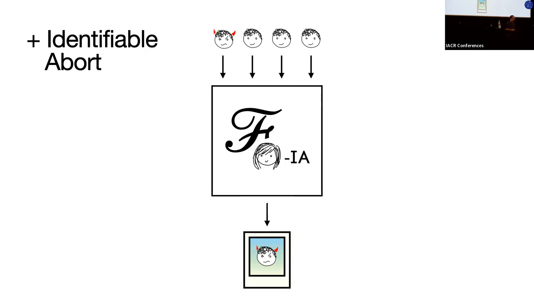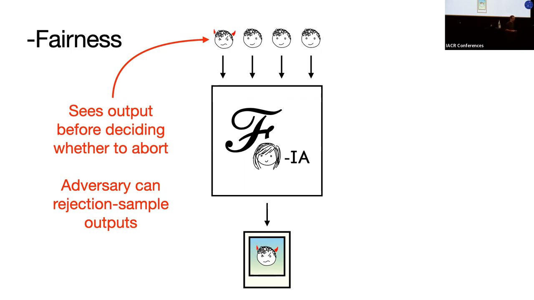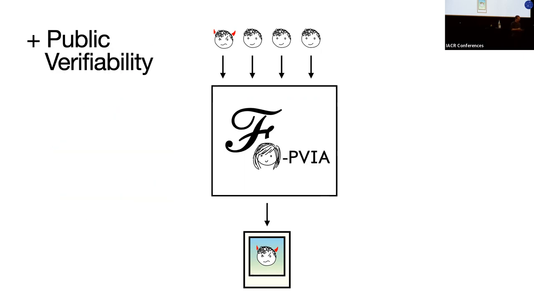Now, although the identification of this party to all the other participants is consistent, unfortunately, the functionality isn't going to be fair. So this means that the corrupt party will get to see the tentative output for Alice before it decides whether or not to cause an abort. And this is how the adversary gets its rejection sampling power in whatever outer protocol is going to use this functionality. The second enhancement is going to be public verifiability.